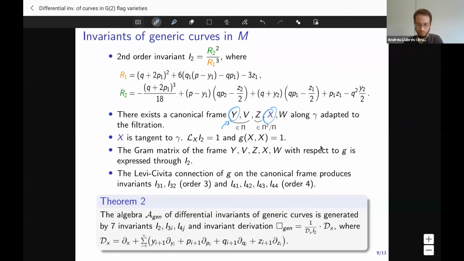Then this frame is invariant. We can fix the metric. Then we have the Gram metric with respect to g expressed through the invariant I2. And with the Levi-Civita connection, we generate more invariants. But we have to be careful with this because we have a conformal structure, and first of all, we live on our curve. We can only differentiate along the curve, and then we have to be careful when we conformally change g. We have to take this into account. But if we do that carefully, we obtain the next invariants: 2 of order 3 and 4 of order 4, and together with this invariant derivation, where now D_x is the unrestricted total derivative, we get the whole algebra of differential invariants for generic curves.